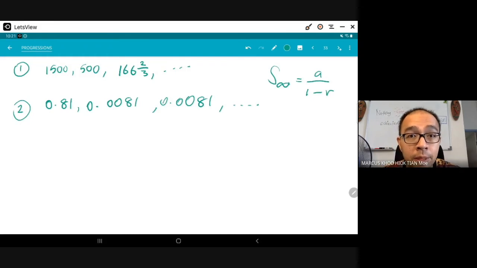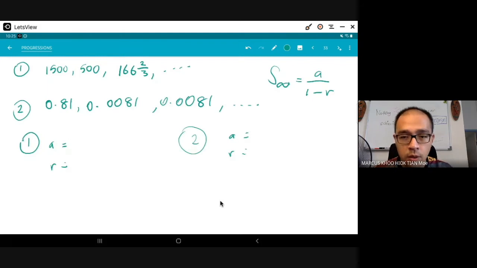R is determined by the number at the back divided by the number in front. The number at the back divide by the number in front. That's the value of R. Okay, try this. I give you 5 minutes to do this and then calculate the sum to infinity.